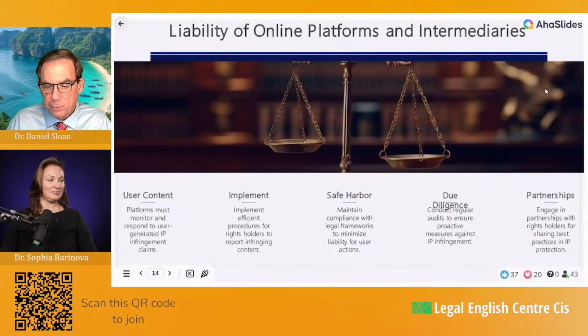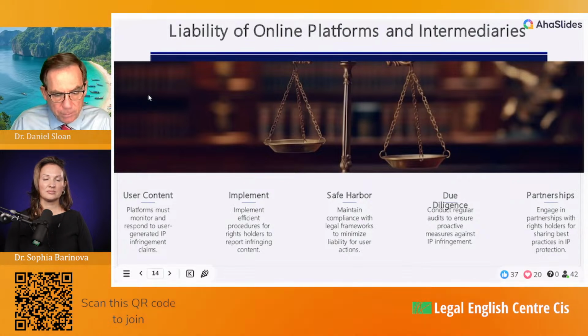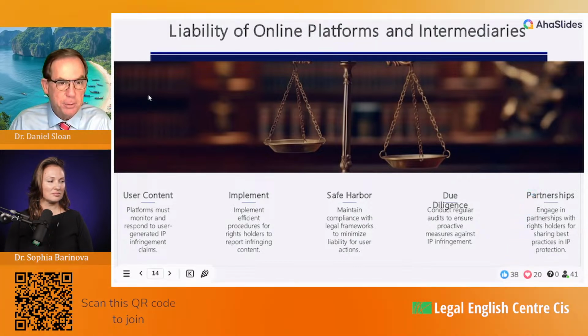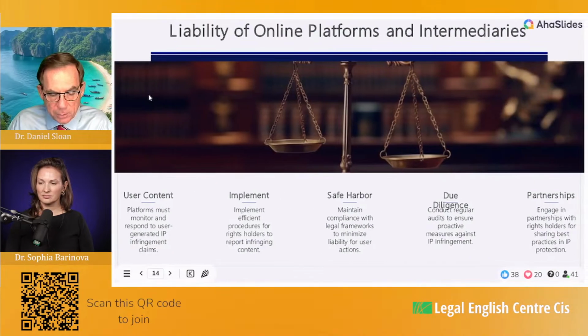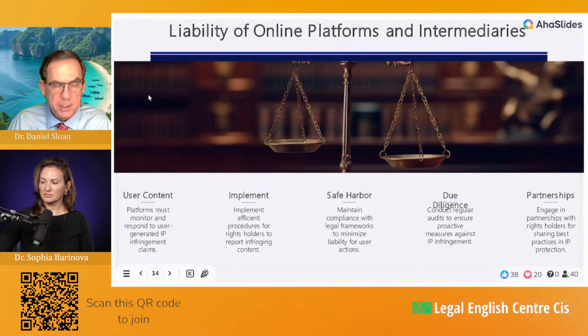Liability of online platforms and intermediaries. So this is important to know. What kind of liability does the online platform or do the intermediaries have? User content. Platforms must monitor and respond to user-generated IP infringement claims. They must implement efficient procedures for rights holders to report infringing content.